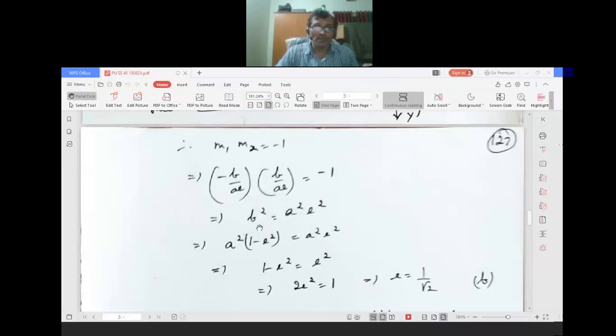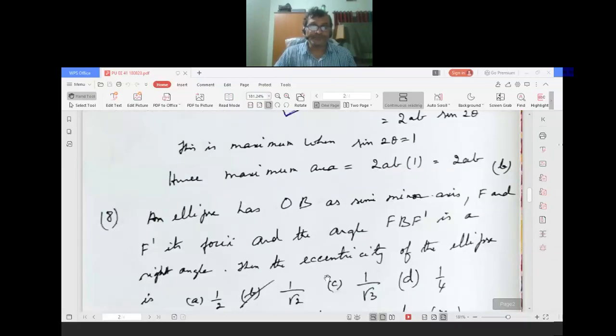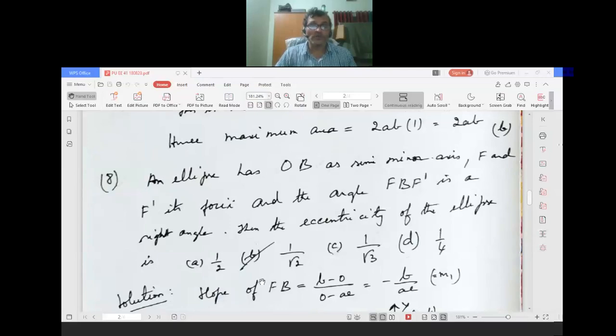So b squared is a squared into 1 minus e squared equals a squared e squared. A squared gets cancelled. So I can write 2e squared equals 1. So e equals 1 by root 2. So option B, e equals 1 by root 2. I hope you followed it.